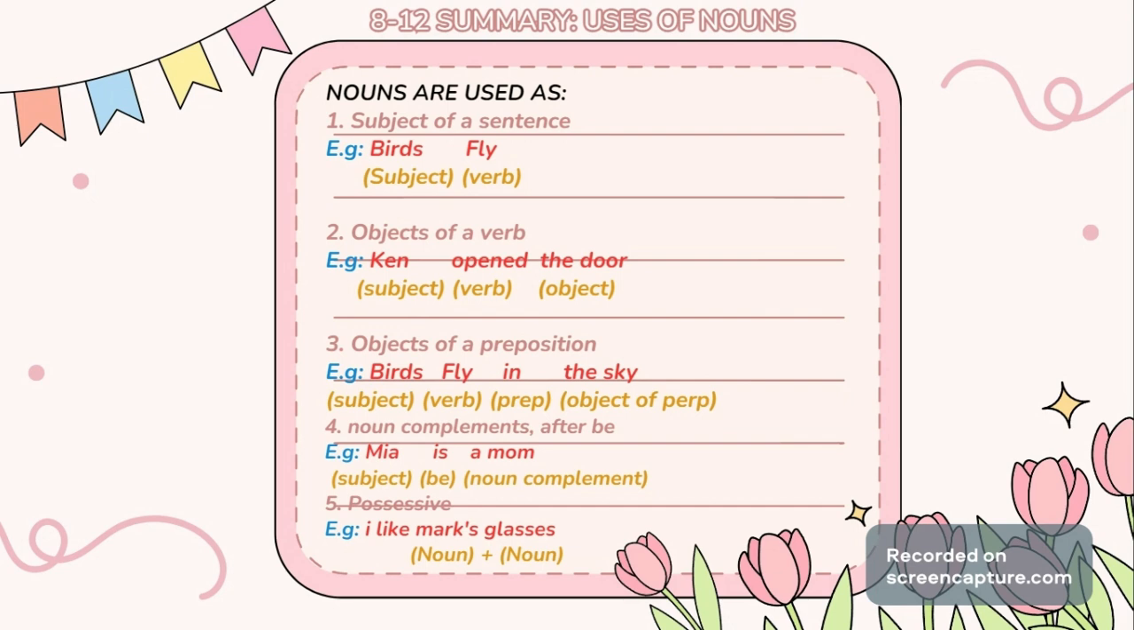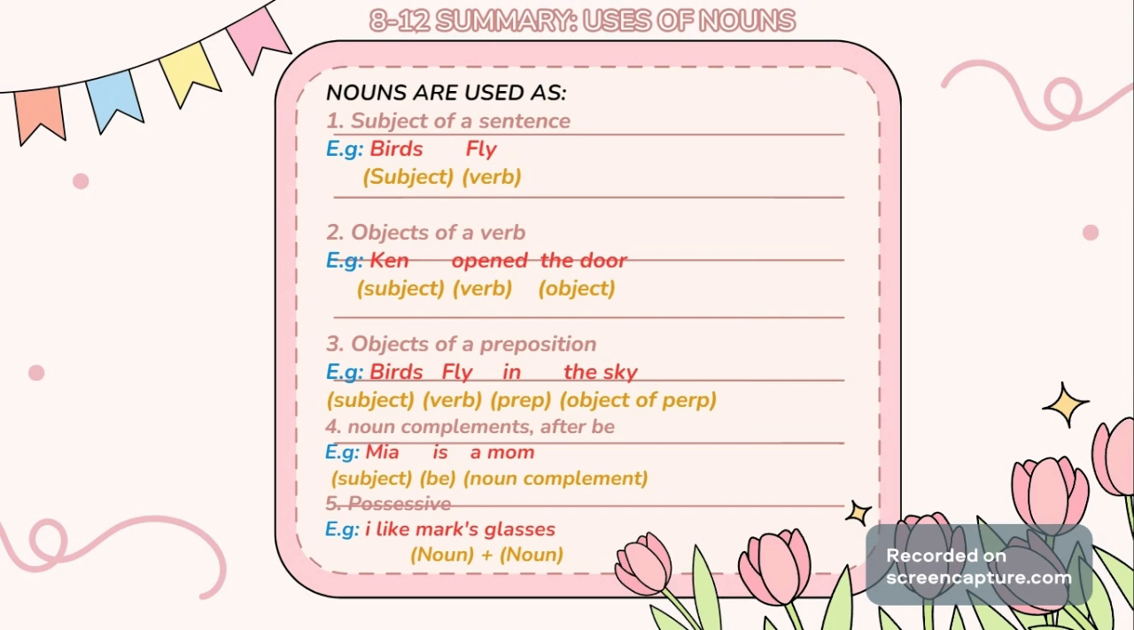Next, three, objects of a preposition. Birds fly in the sky. So the subject is birds and the verb is fly. In is a preposition and the sky is an object of the preposition. And four, noun complements after be. For example, Mia is a mom. So Mia is a subject, is is a be, and a mom is a noun complement.